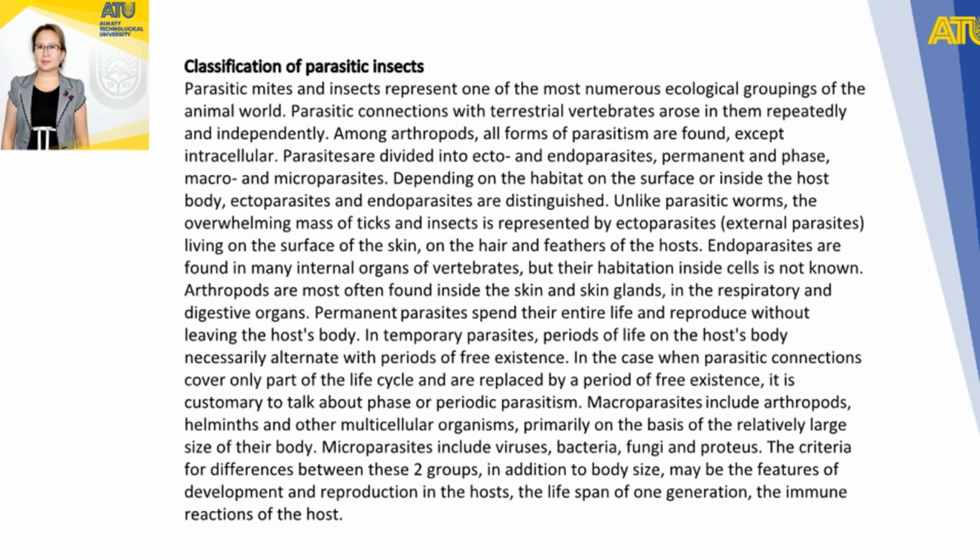Classification of parasitic insects. Parasitic mites and insects represent one of the most numerous ecological groupings of the animal world. Parasitic connections with terrestrial vertebrates arose in them repeatedly and independently. Among arthropods, all forms of parasitism are found, except intracellular. Parasites are divided into ecto- and endoparasites, permanent and phase, macro- and microparasites. Depending on the habitat on the surface or inside the host body, ectoparasites and endoparasites are distinguished.